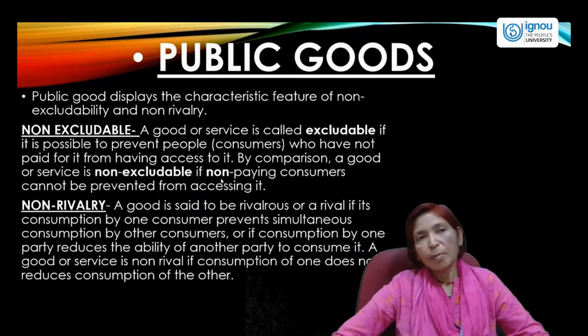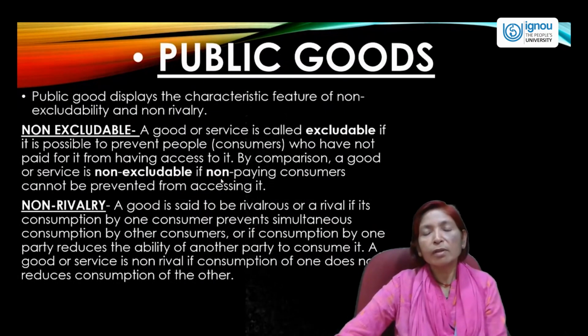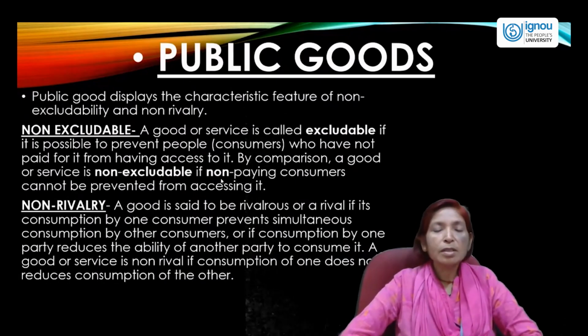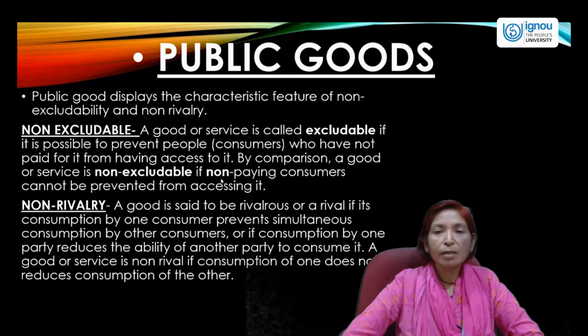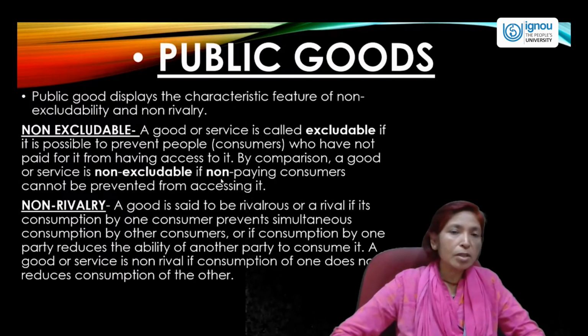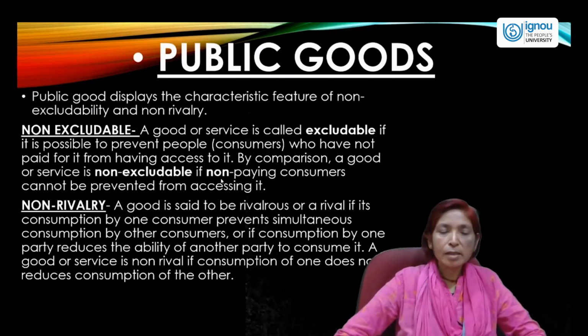Next is public goods. Public goods are also the main cause of market failure. Public goods are those goods which are provided by the government free of cost, and these can be used by all without any exclusion, without any excludability. So public goods display the characteristic features of non-excludability and non-rivalry. These are the two main features of public goods. One is non-excludable, second is non-rivalry.